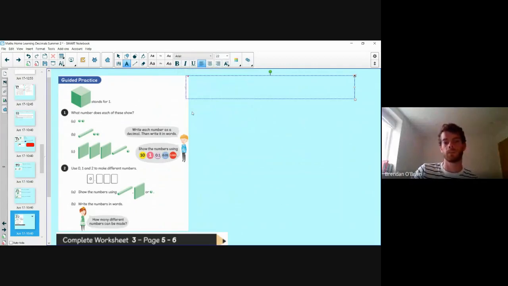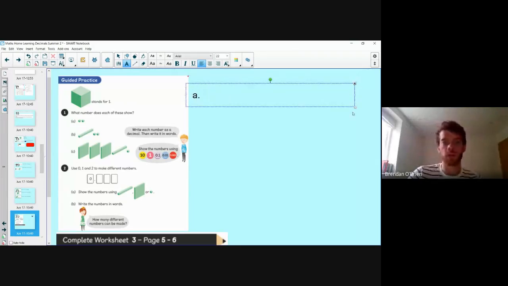Okay, very helpfully, they've given us our block standing for 1 again, so we know that this is our 1, and we know that these different pieces are all part of it. What does blue shirt want us to do? Well, we're going to focus on this one. He wants us to write each number as a decimal, then write it in words. So I'm not going to write them as fractions here because blue shirt doesn't seem to want that. I'm going to write it as a decimal first.